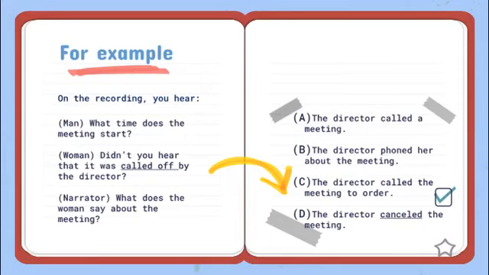Man: What time does the meeting start? Woman: Didn't you hear that it was called off by the director? Narrator: What does the woman say about the meeting?